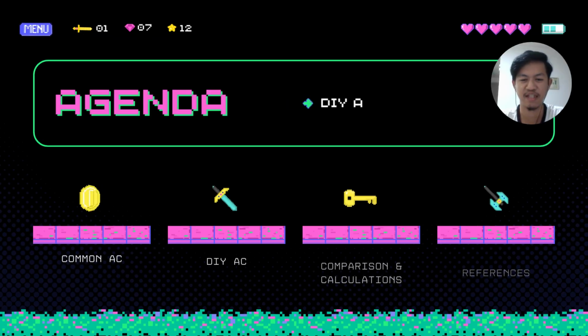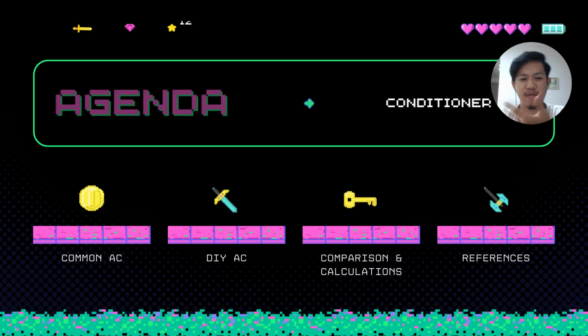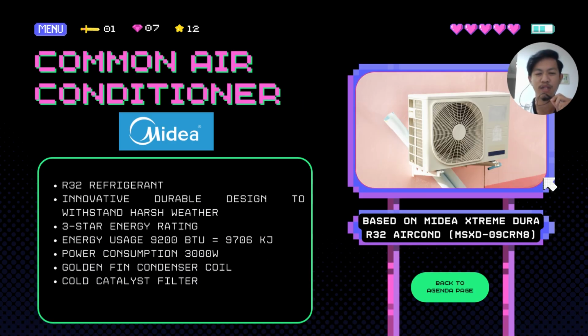Here is our agenda, starting from first the common aircon, next the DIY aircon that we found, and then some calculation and comparison. For the common air conditioner, we choose the Midea Extreme Dura R32 aircon as our reference. The main highlight here is that it uses R32 refrigerant. It uses power consumption of about 3000 watt and energy usage of about 9706 kilojoule.